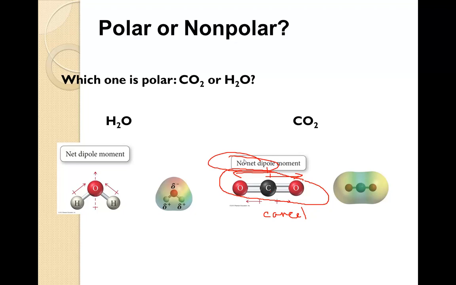Whereas if we look at water, the oxygen is more electronegative, so the electrons are drifting towards it, plus you have lone pairs here. Because they're not able to cancel each other out, it creates a dipole moment, meaning it's a polar molecule. You have an electron-rich area up here.